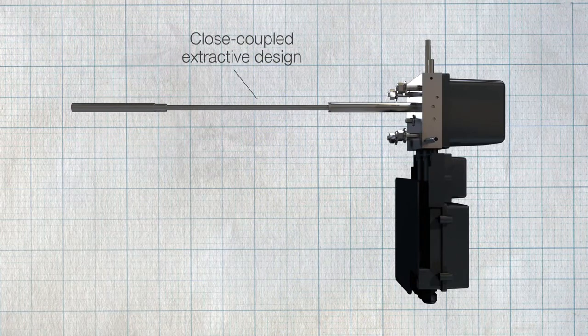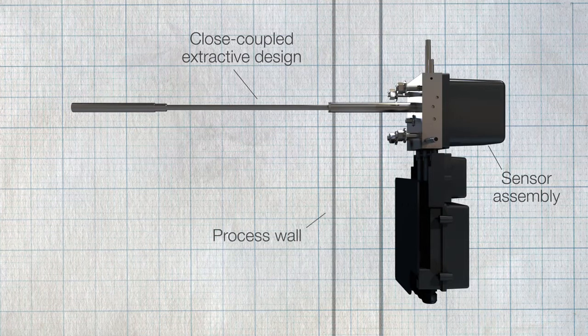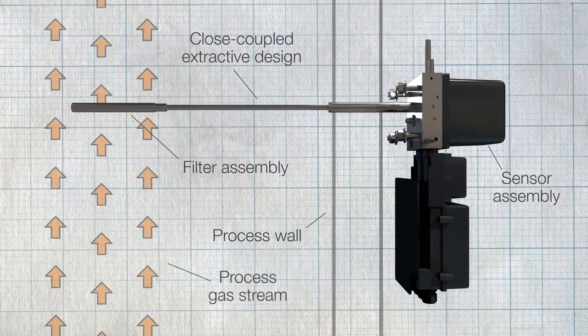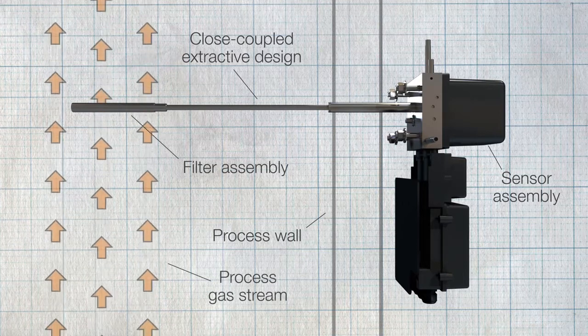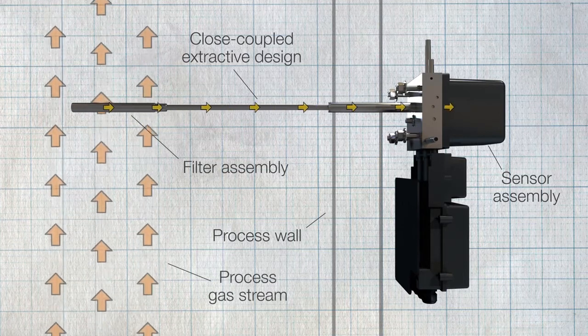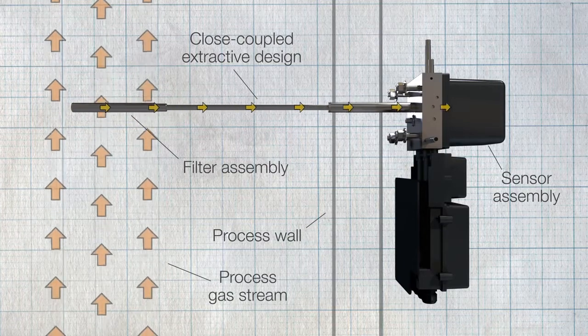Featuring a close-coupled extractive design, the AZ40 uses a sensor assembly mounted on the process wall, with the probe and filter assembly extending into the process gas stream. The sample is extracted from the process and fed through the sensor head using an air-powered ejector.